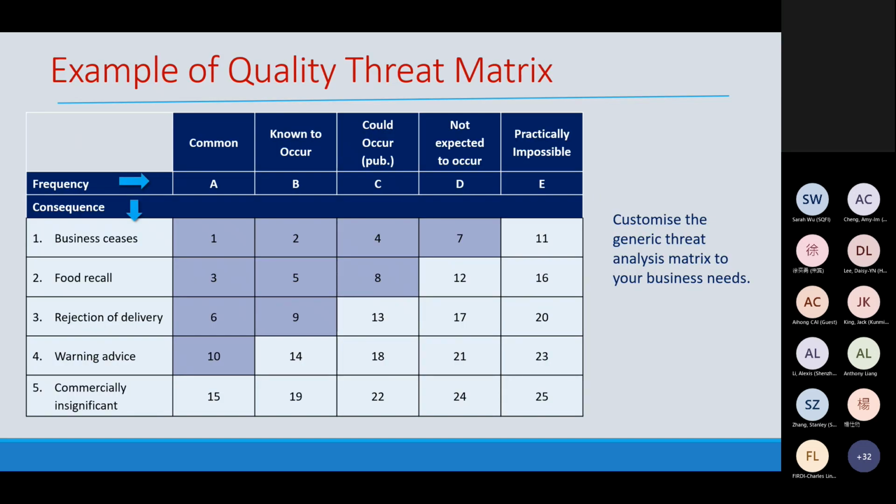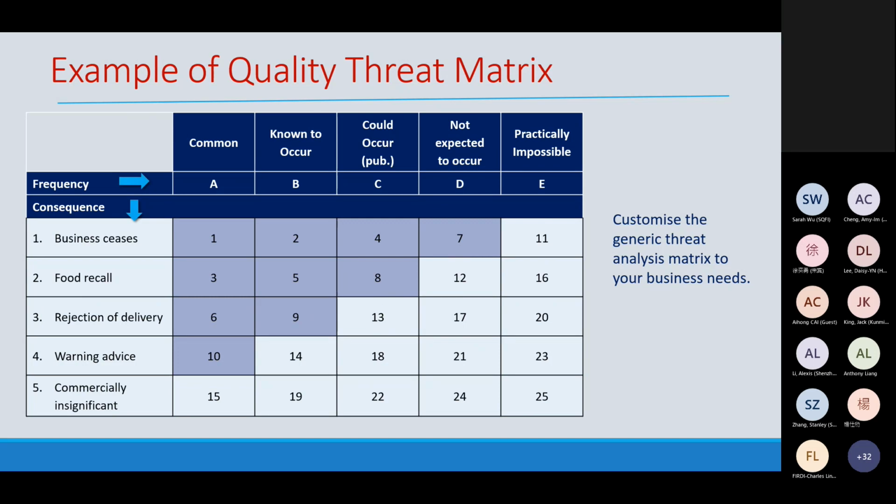So this is just an example of a quality threat matrix. It's not always going to apply. And again, it's up to the site to determine their own quality threat matrix and to use it consistently throughout the process. The frequency can be very much the same as the food safety plan. Common, known to occur, could occur, not expected to occur, to practically impossible. But the consequences in the quality threat matrix are going to be very different from the food safety threat hazard matrix.